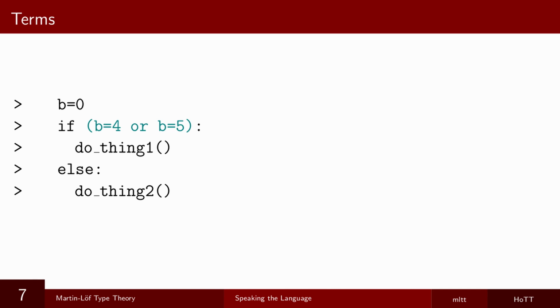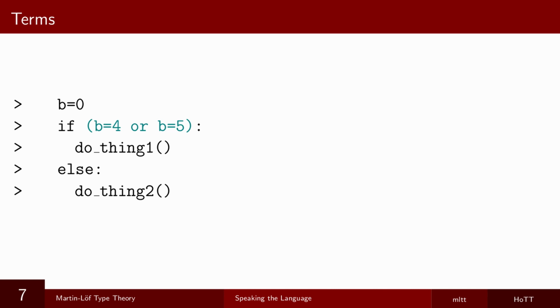For instance, this if-then-else structure needs a Boolean term after the if, called the condition, because this if-then-else construct is supposed to do thing 1 if the value of the condition is true, and do thing 2 if the condition is false. It would be nonsense to write if 3 plus 5 do thing 1, else do thing 2, or if purple, then do thing 1, else thing 2, because 3 plus 5 and purple are not of the type Boolean.